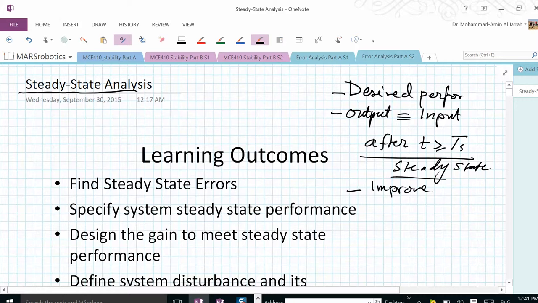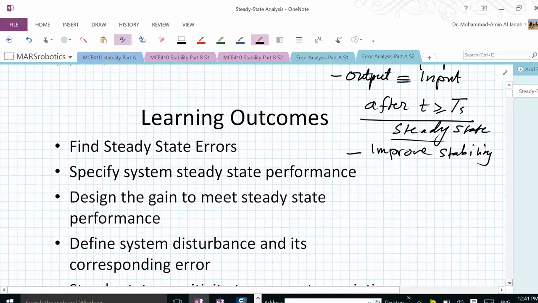Or if the system is stable but very sensitive, we want to make it less bumpy, less jumpy. So we want to improve the stability of the system. So any controller does these two things: improve stability, or enhance steady state performance, or both together.